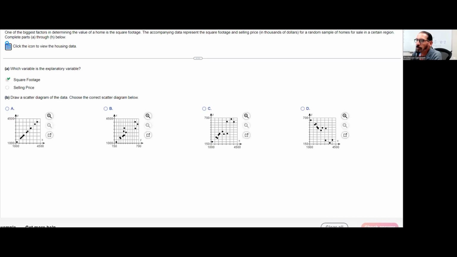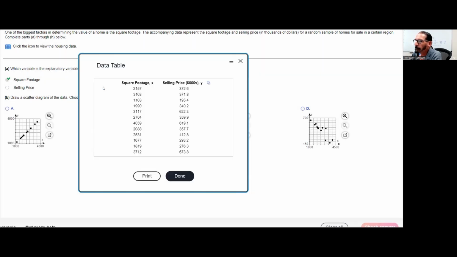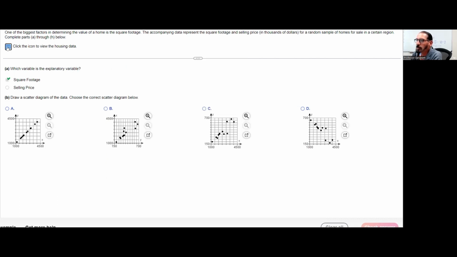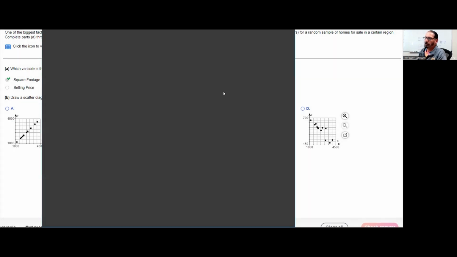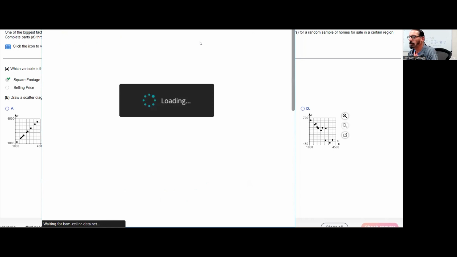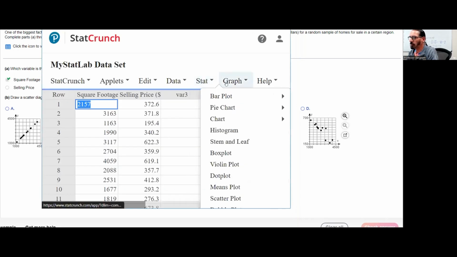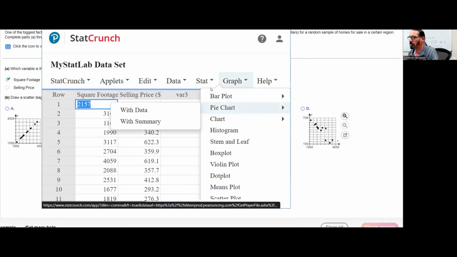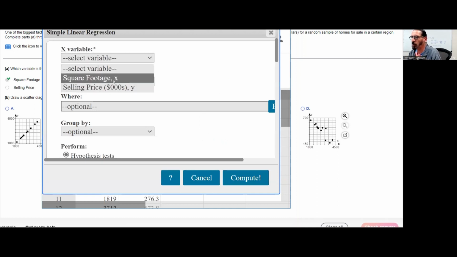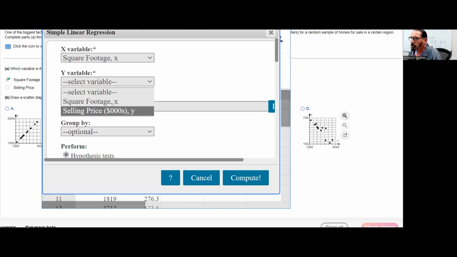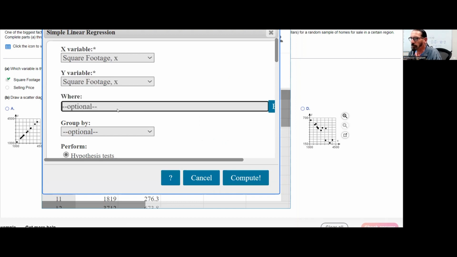We have quite a few points here, so I'm going to let StatCrunch help. Yes, it is available. To get the graph, we go to Stats, Regression, and Simple Linear. You can also do this with your TI-84, just that you're going to have to take the time to enter those points.